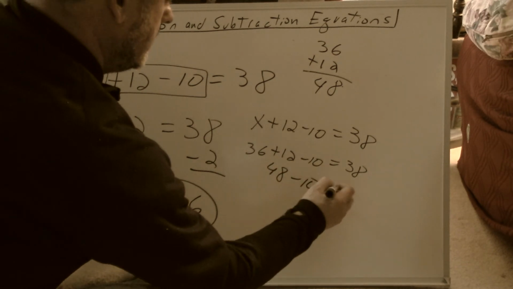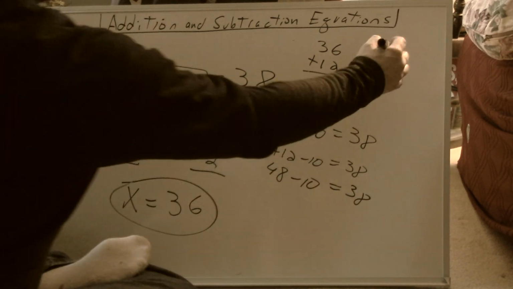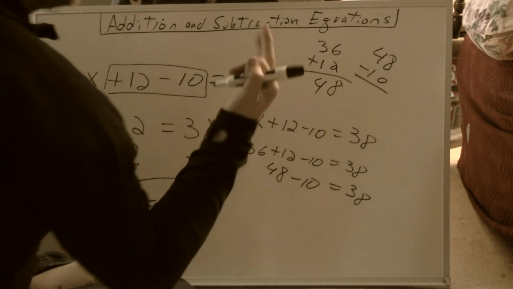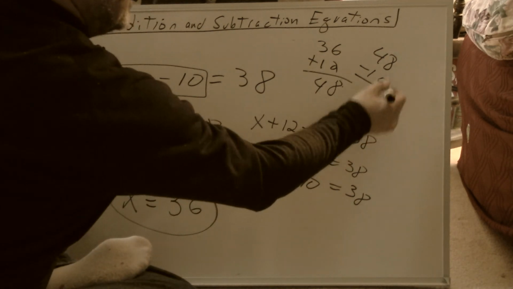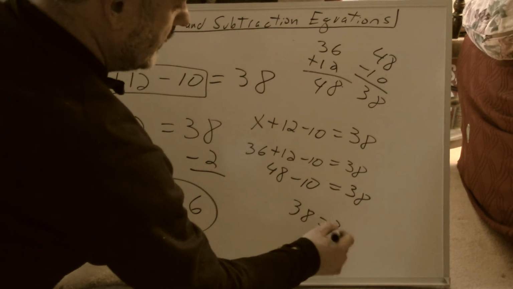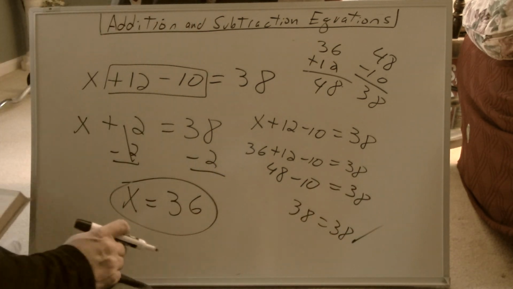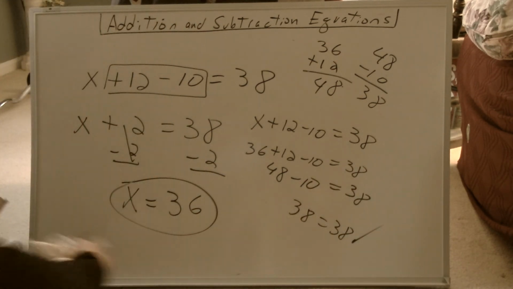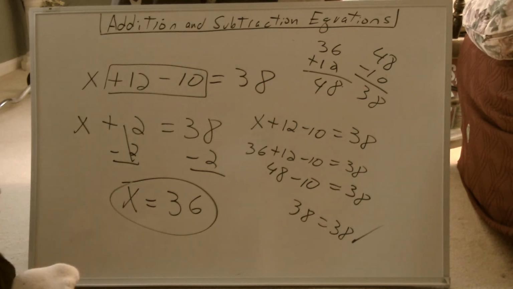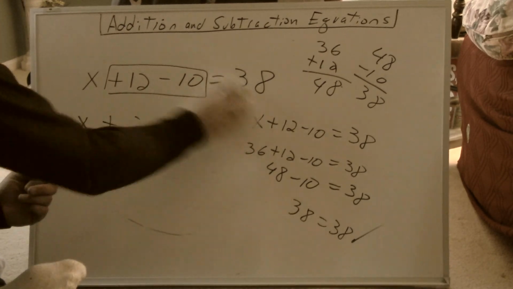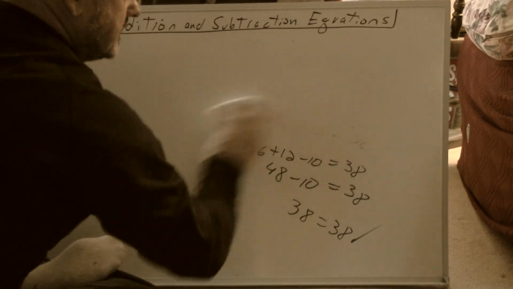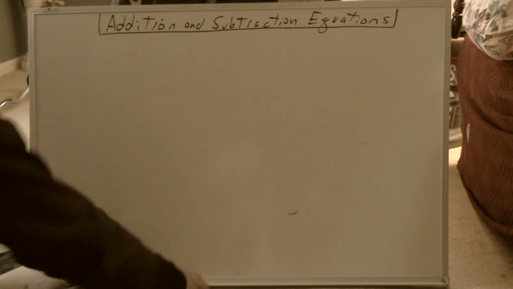Minus 10 equals 38. Now we do 48. 8 take away 0 is 8. And 4 take away 1 is 3. Ah, 38 is 38. So that's correct. Even with my mistakes. See, it's good that we make mistakes because mistakes teach us to not make mistakes in the future. That's how we learn. We learn through mistakes. It's the way life goes. There's nothing wrong with that. It's okay to make mistakes. There's nothing to be ashamed of.